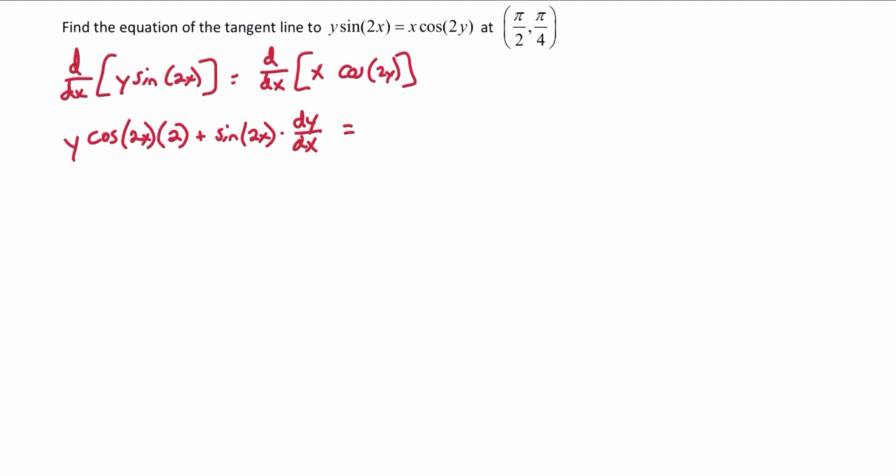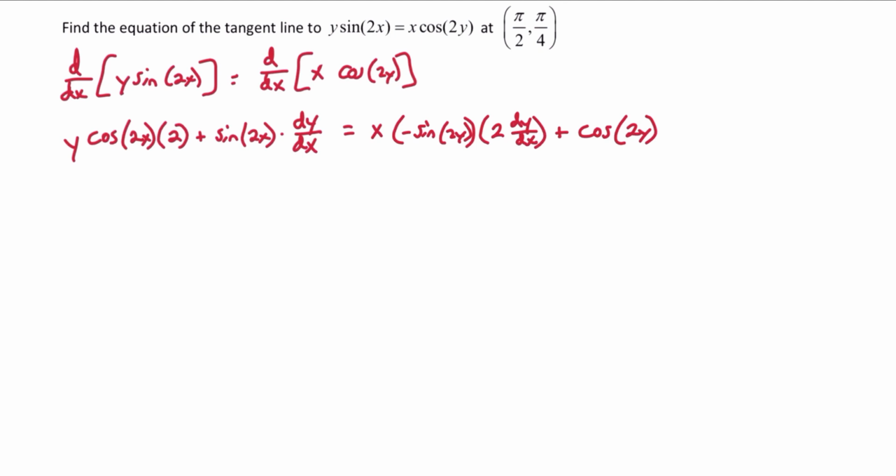On the right side, we also have the product rule. First times the derivative of the second. The derivative of cosine 2y is negative sine 2y times the derivative of the inside. The derivative of 2y is 2 dy dx. Continuing with the product rule, we have plus the second times the derivative of the first. The derivative of x is just 1.